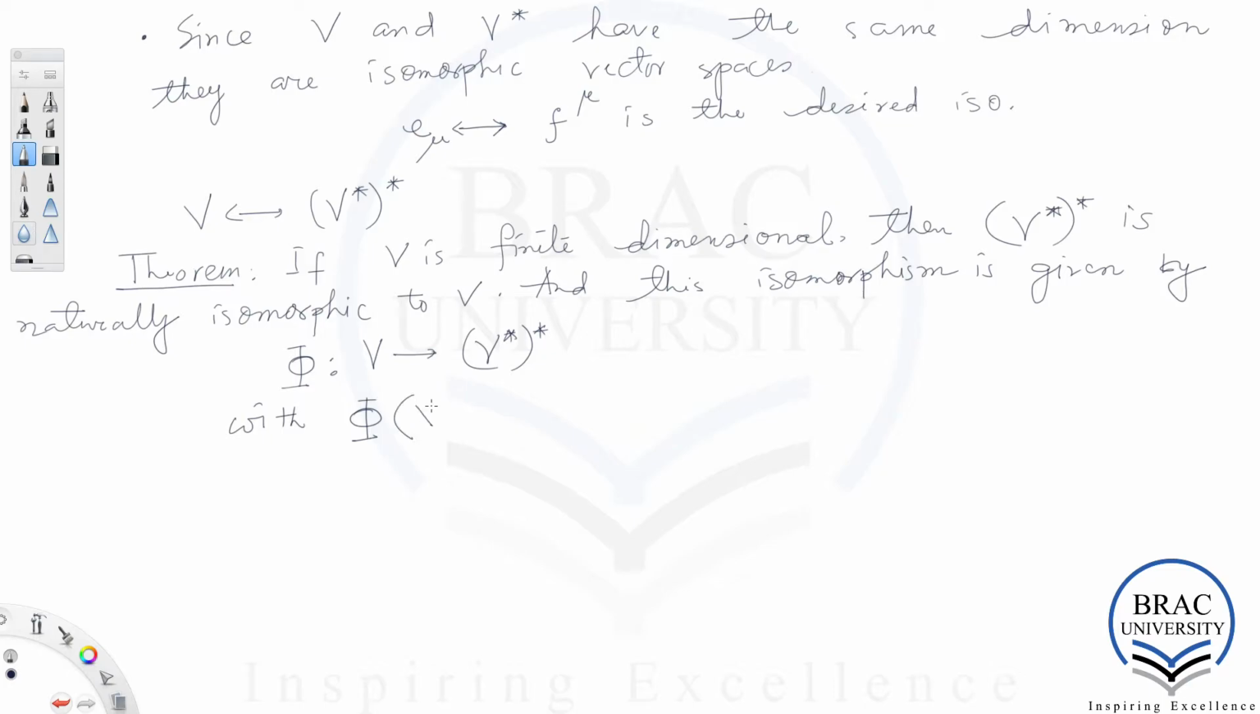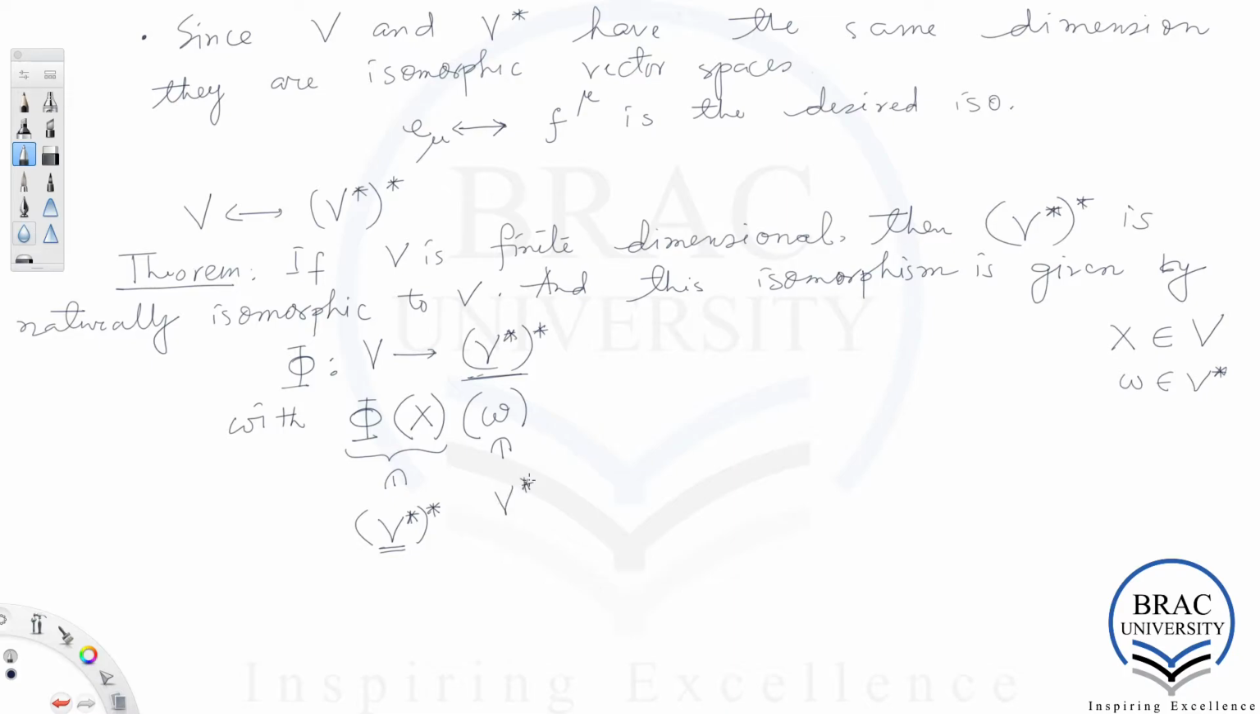With phi of big X, well, big X is an element of V, it's a vector, a generic vector of the vector space V. So phi X is expected to be in V star star. So this guy is an element in this space, V star star. It is supposed to act on an element in V star. So I choose an element omega in V star. So it acts on omega, which is an element of V star.